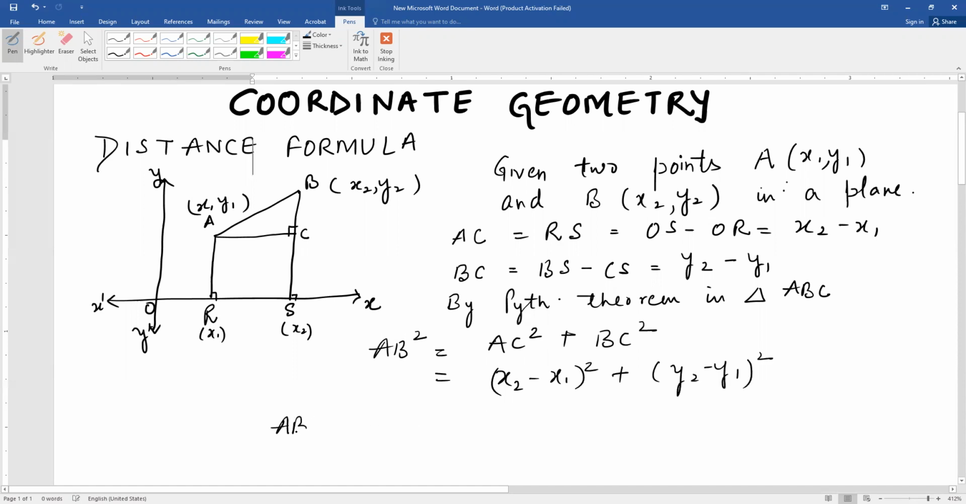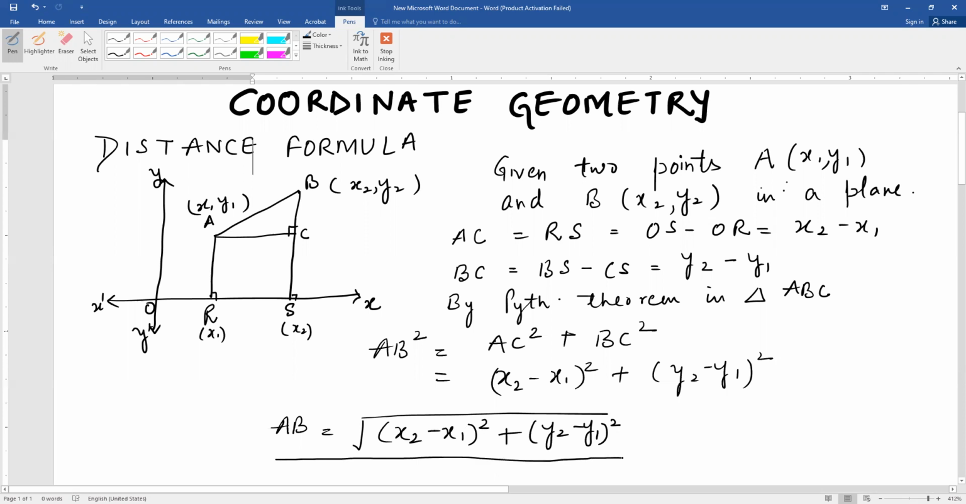Therefore, what do we have? AB is equal to, we will take under the root, x2 minus x1 whole square plus y2 minus y1 whole square. So this is the distance formula which you have to remember. इसी पे based हम कुछ questions ले लेते हैं.